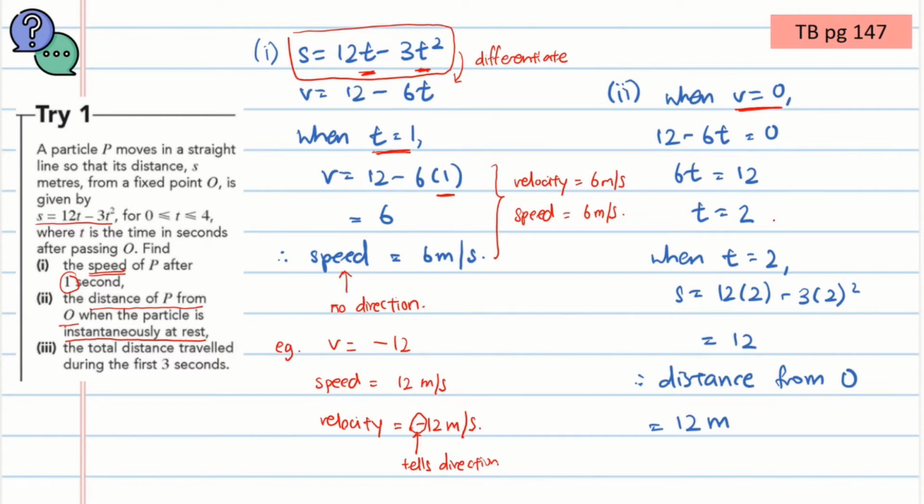So when t is equals to 2, we find that the displacement, okay, we substitute into the function and displacement would be equals to 12. So the distance from O will be 12 meters. Do be very careful that we need to write in our units whenever we answer our questions as well.